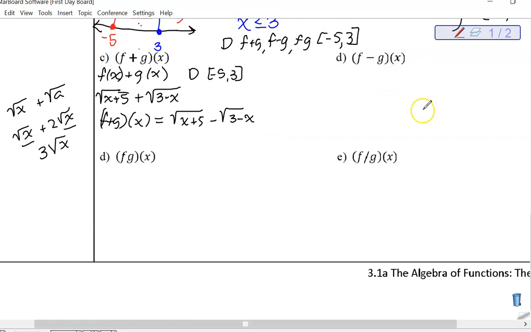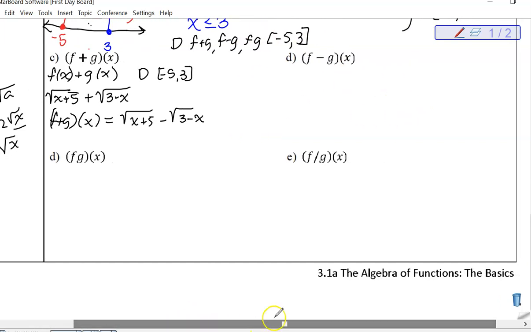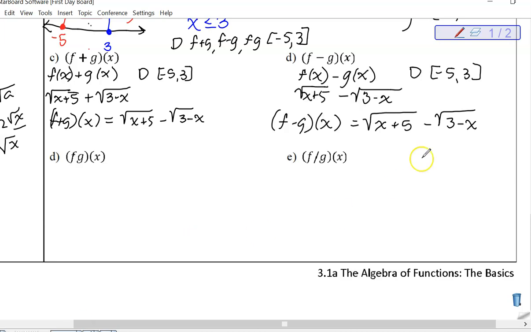Okay, you guys go ahead and do f minus g of x, press pause, finish it, check your answer, and come back. Okay, so over the domain negative 5 to 3 closed, you should have gotten the answer square root of x plus 5 minus the square root of 3 minus x.